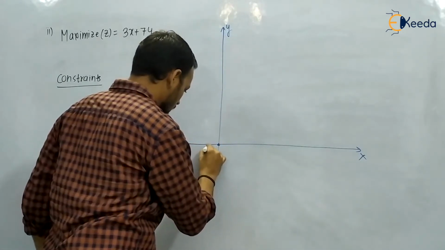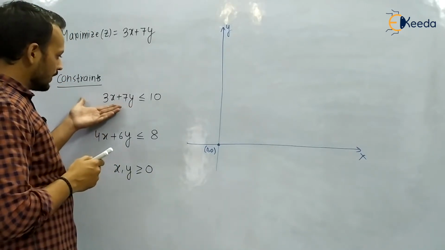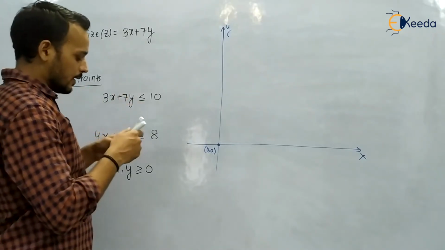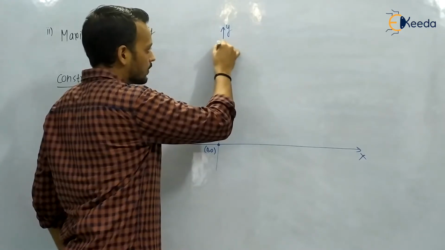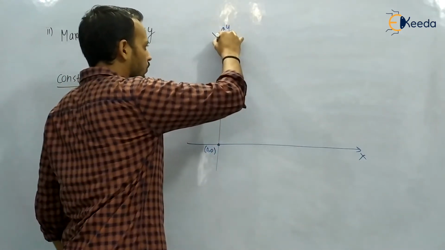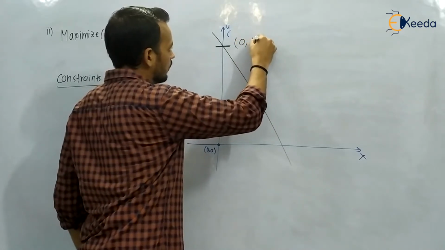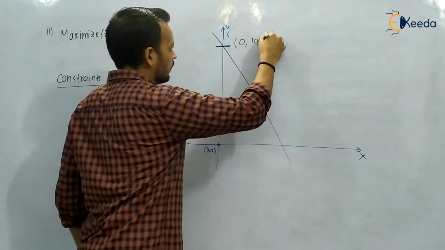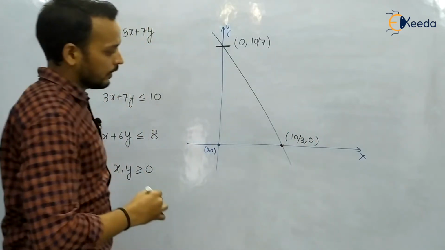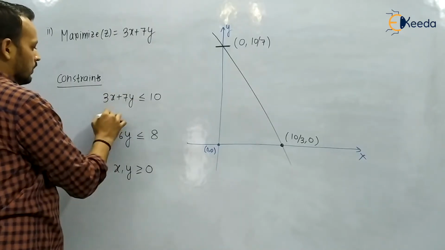This is our origin. So what we will do, we will plot it on the graph. When x is 0, you can see for the first constraint we are taking, y is going to be 10 by 7, somewhat here. And when y is 0, then x is going to be 10 by 3. So this is basically 0 comma 10 by 7, and this is 10 by 3 comma 0. We have plotted the first constraint. When x is 0, y is 10 by 7, and when y is 0, x is 10 by 3.